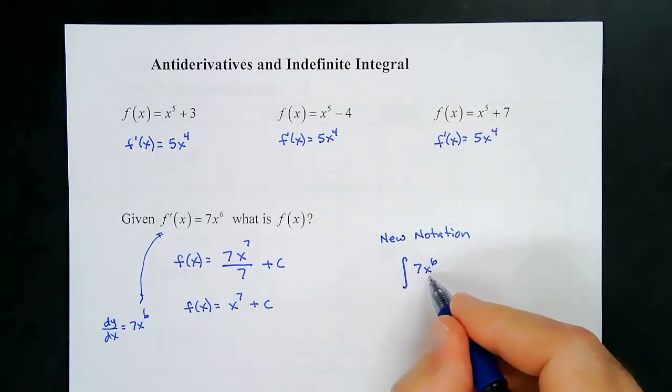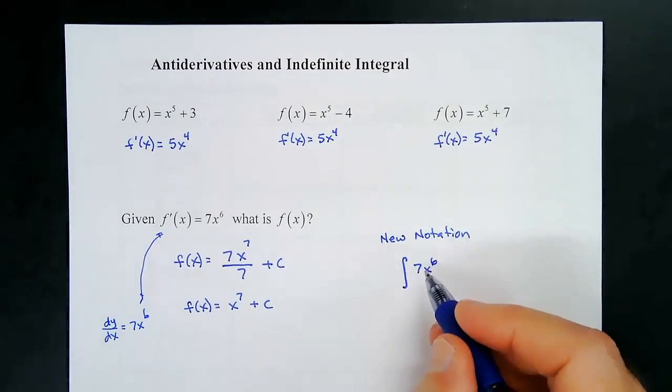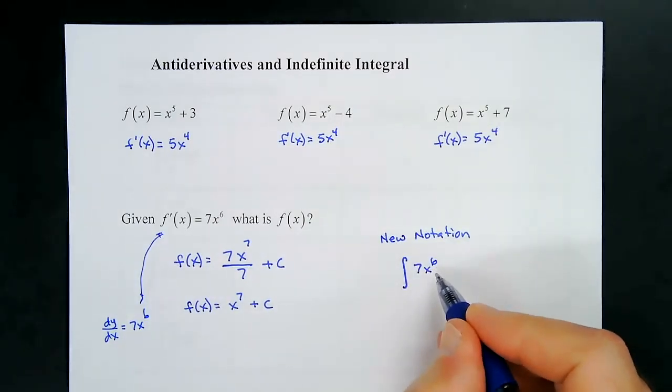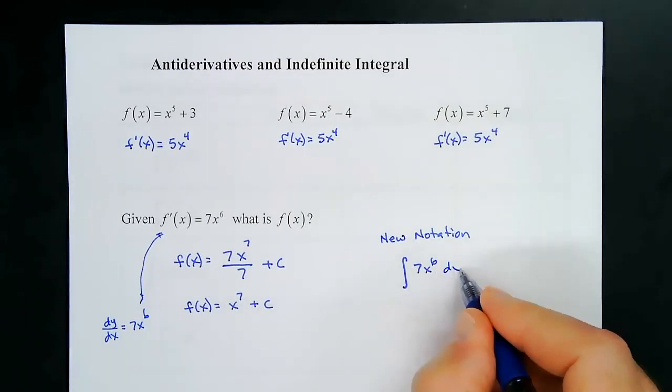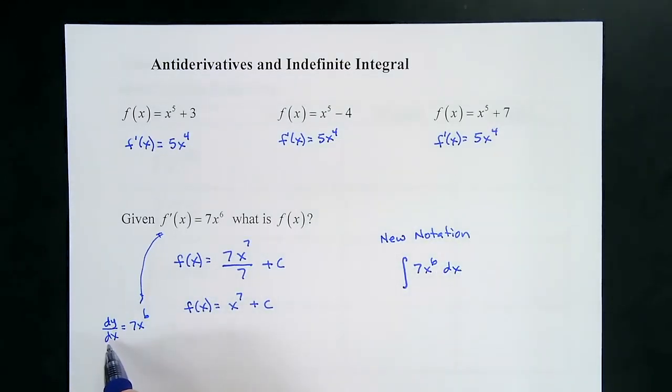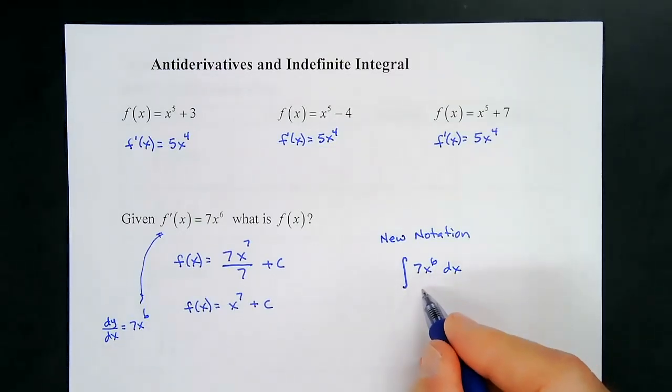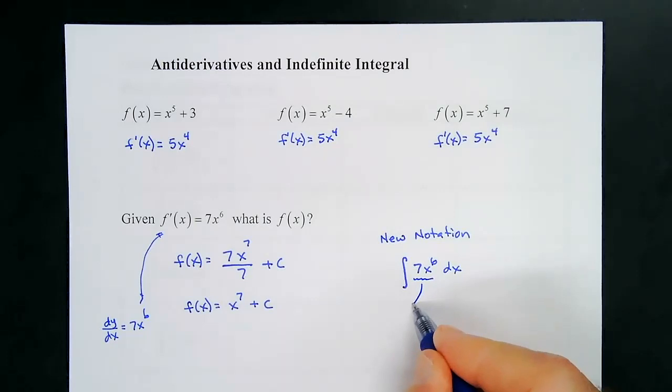And so this is going to make more sense in a little bit, okay, in the next few days. But what we have right here is dx. So this dx actually comes up and we multiply it, all right? So this 7x to the 6th, this little part right here, that's called the integrand.